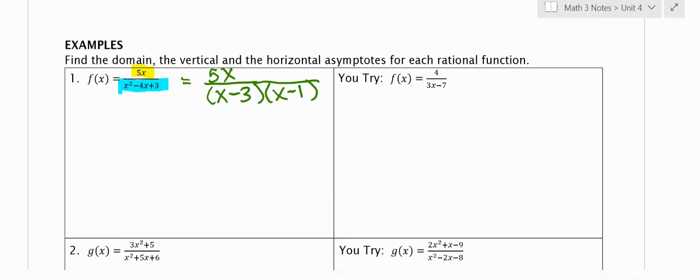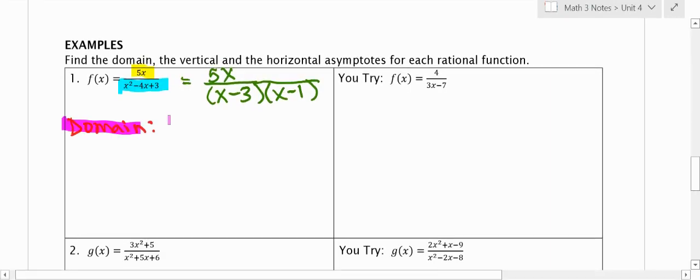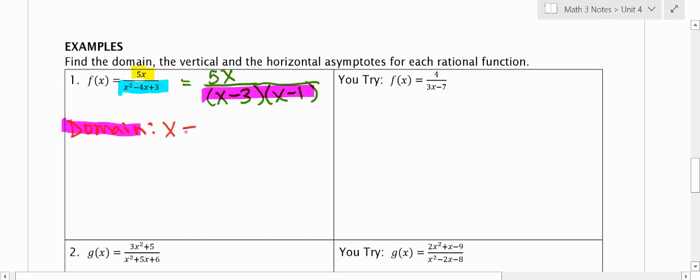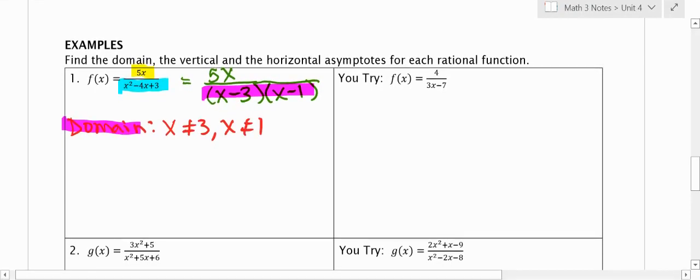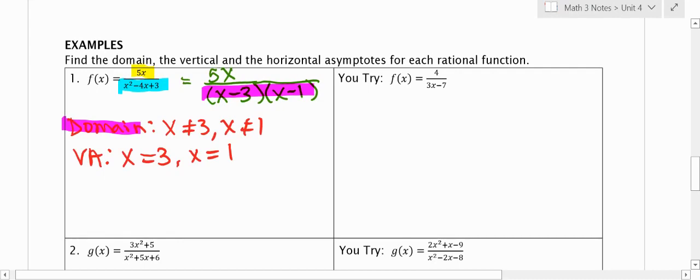And so it's then asking for the domain. The domain is, if I set the bottom equal to 0, what do I get? So x cannot equal 3 and x cannot equal 1. The next thing we're looking for is the vertical asymptote. Remember, that's just kind of like doing the opposite of what I just wrote. So I'm saying at 3 and 1 are asymptotes.